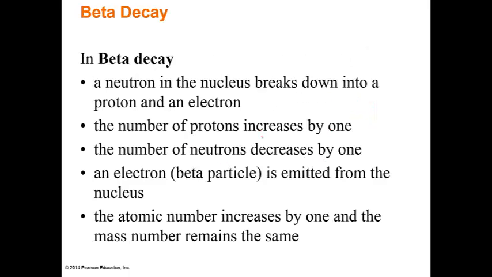Beta decay: a neutron in the nucleus breaks down into a proton and an electron. The number of protons increases by 1, and the number of neutrons decreases by 1. So if we increase by 1 and decrease by 1, guess what? The mass number is going to remain the same. An electron is emitted from the nucleus, which is what we call our beta particle. The atomic number increases by 1, which is correct because the protons are going up by 1, but the mass number will remain the same because it is a net zero change.